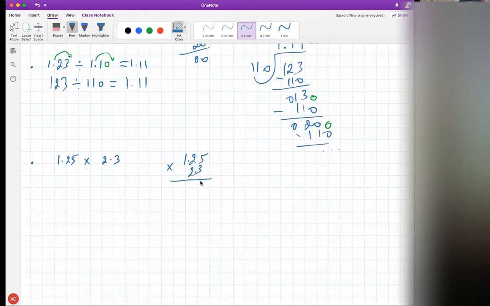So 3 times 5 is 15. Going to write 5, carry the 1. Then 3 times 2 plus the 1. That's 7. And then again, cross out this carry over. 3 times 1 is 3. Okay, we're done with the first one. We're going to move on to the second and do the same.